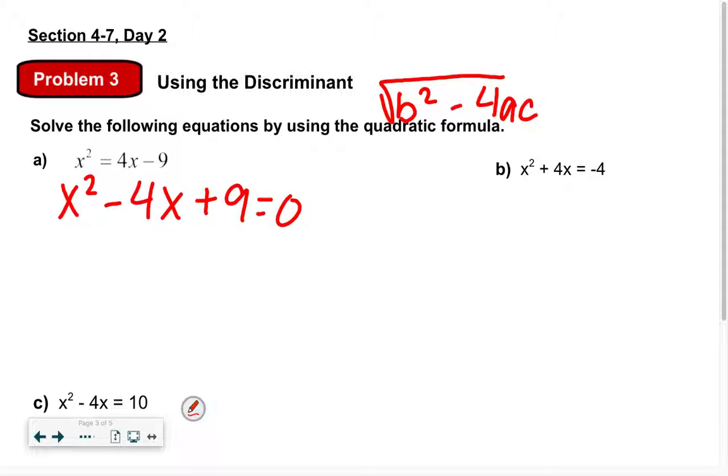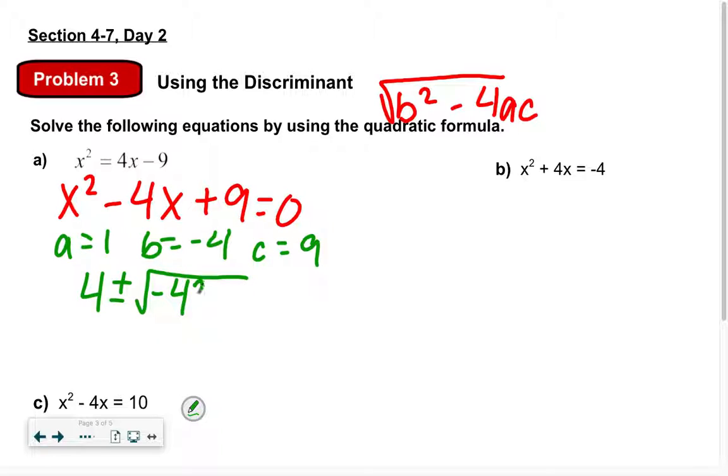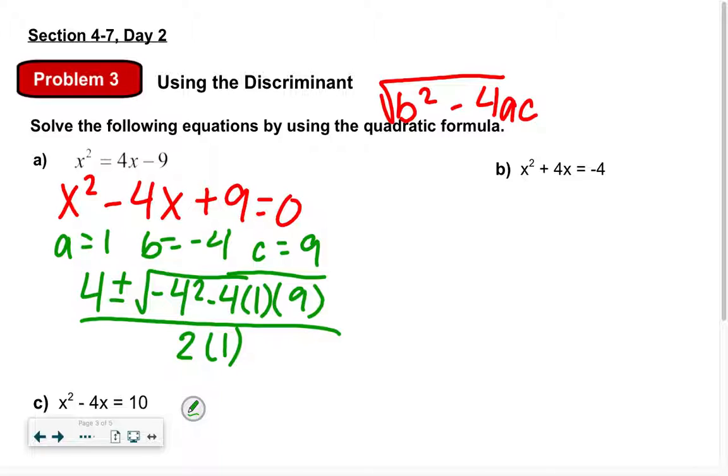That whole formula, like Hayden said, is negative b. First, let's talk about a. A is 1, b is negative 4, c is 9. So we have negative b, which is 4, plus or minus square root, b squared minus 4ac, all over 2a.